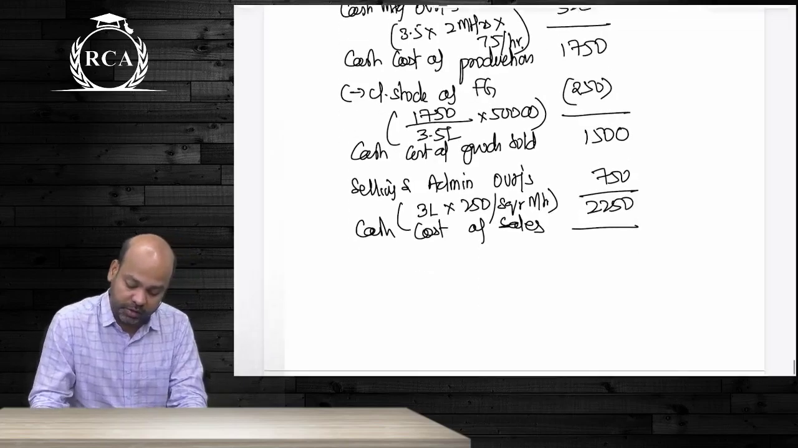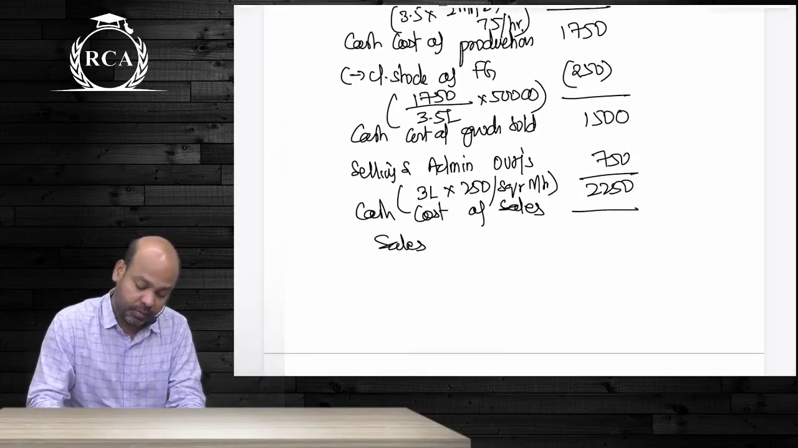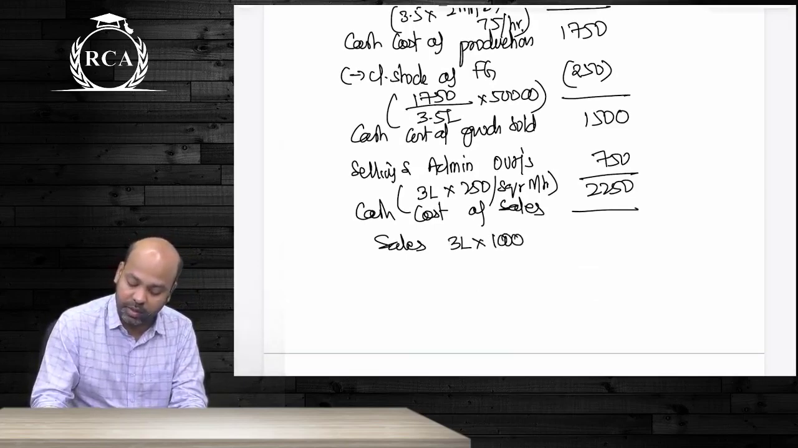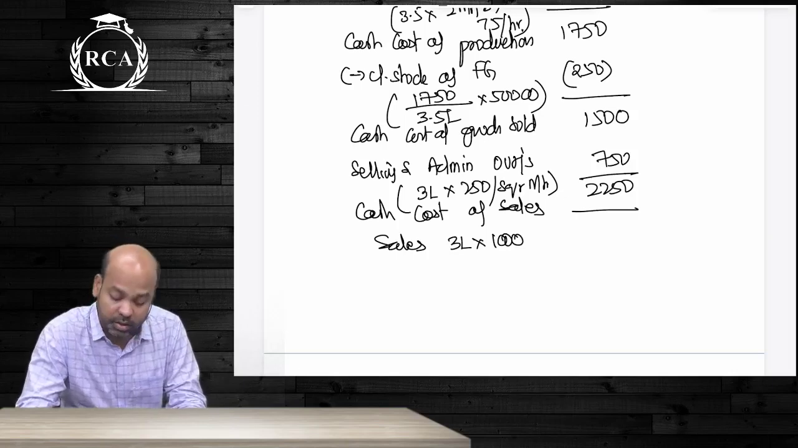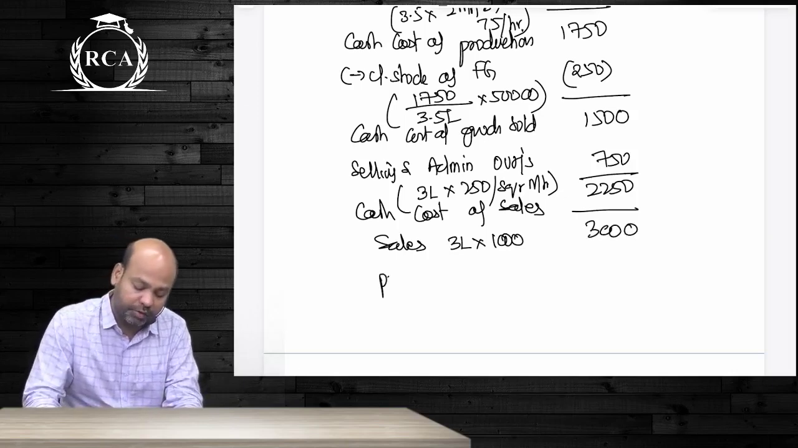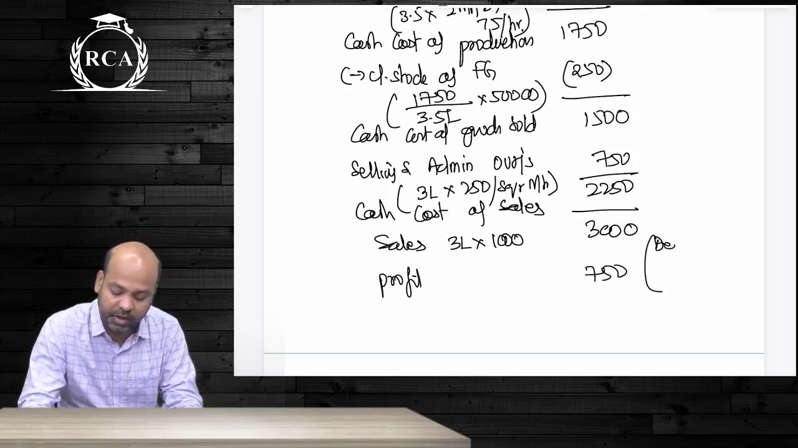What is your total sales value beta? 3 lakh multiplied by 1,000 square. 1,000 ही है ना? हाँ. 3,000 lakhs. Profit beta will be 750. This profit is not correct but I cannot help it beta. Depreciation ignored as details are not given.